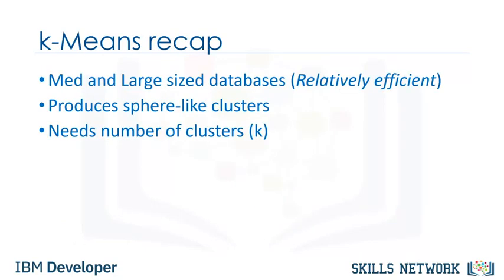So, let's recap k-means clustering. K-means is a partition-based clustering, which is A, relatively efficient on medium and large-size datasets; B, produces sphere-like clusters because the clusters are shaped around the centroids; and C, its drawback is that we should pre-specify the number of clusters, and this is not an easy task.